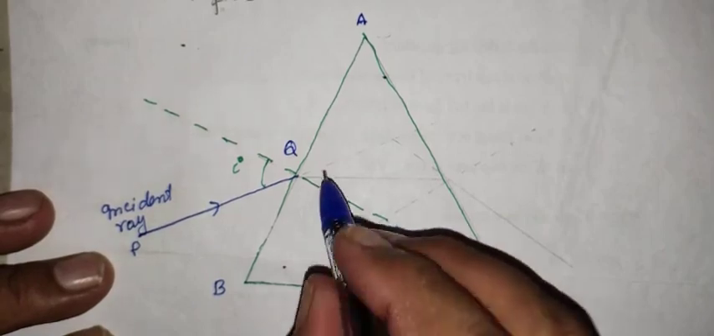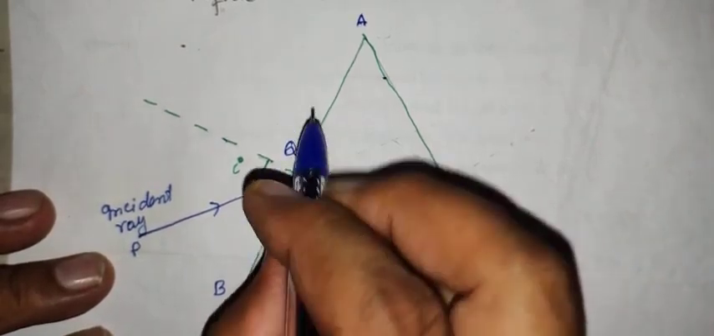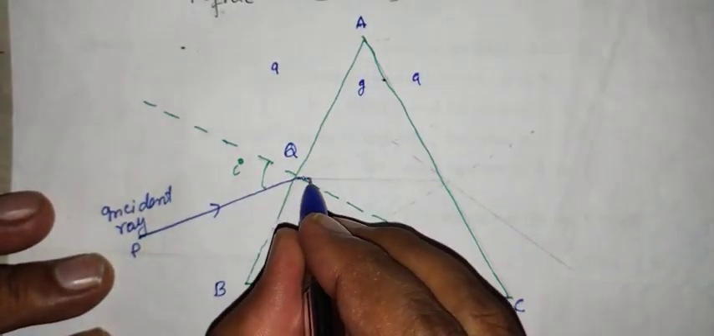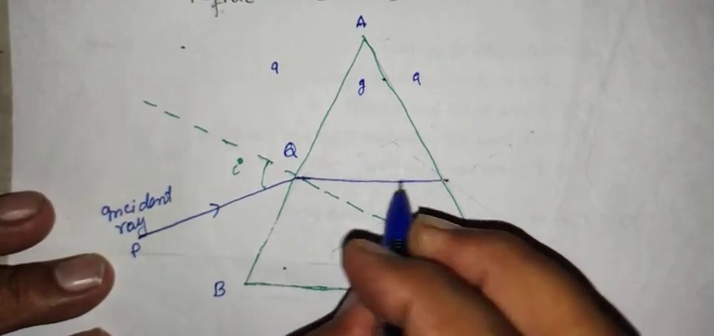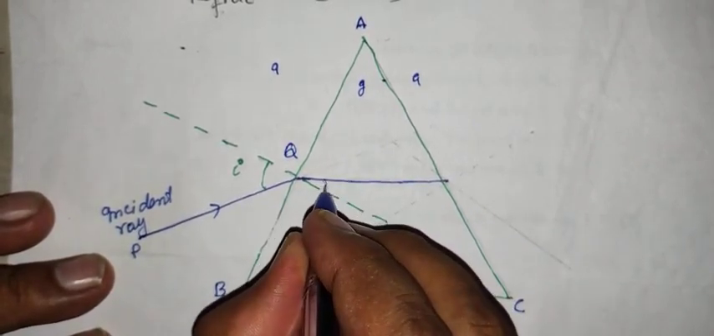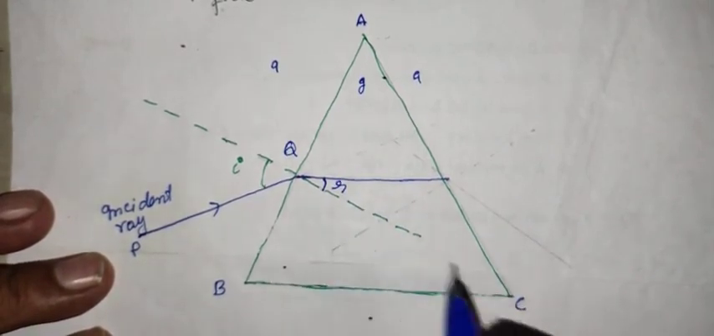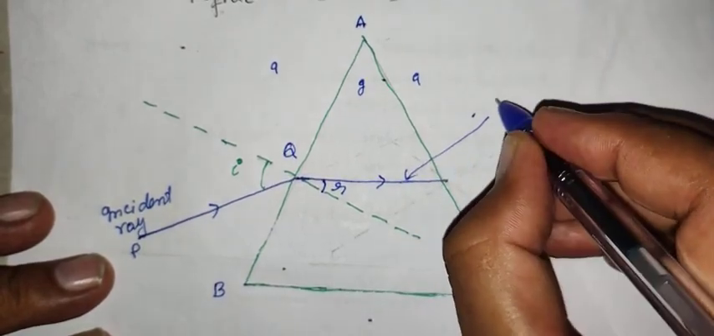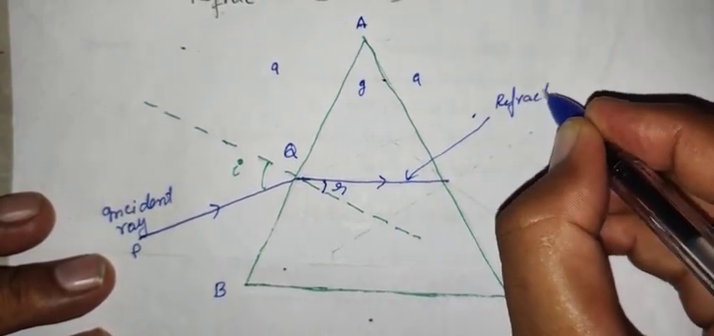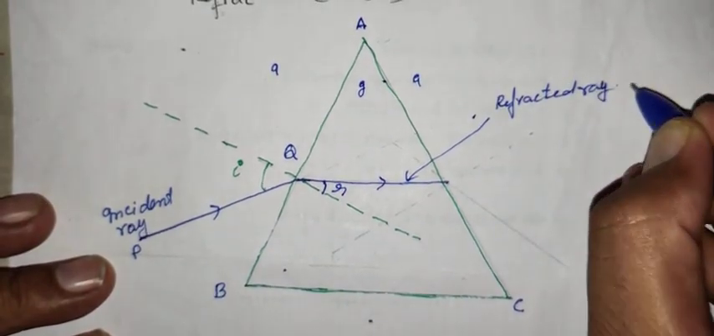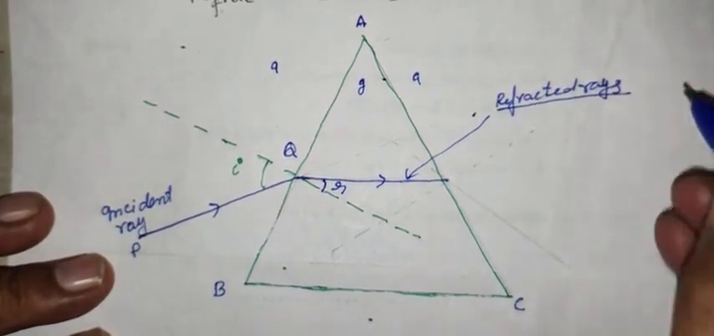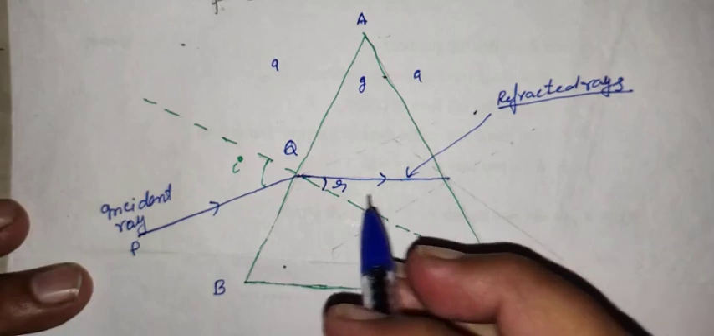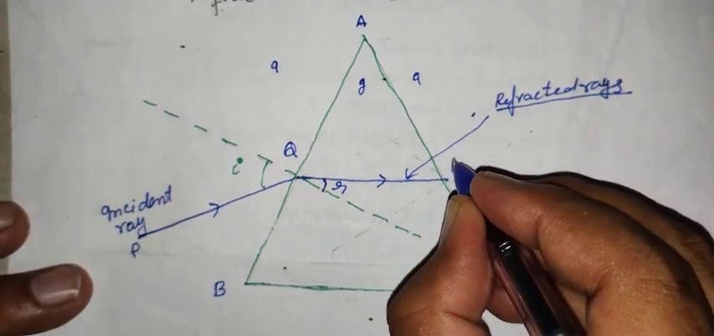Thereafter, after the refraction, this is air, glass, air. Air to glass, it bends towards the normal. Let this small r be the angle of refraction, and this ray of light is called the refracted ray. See this refracted ray. Again, let this be point R.